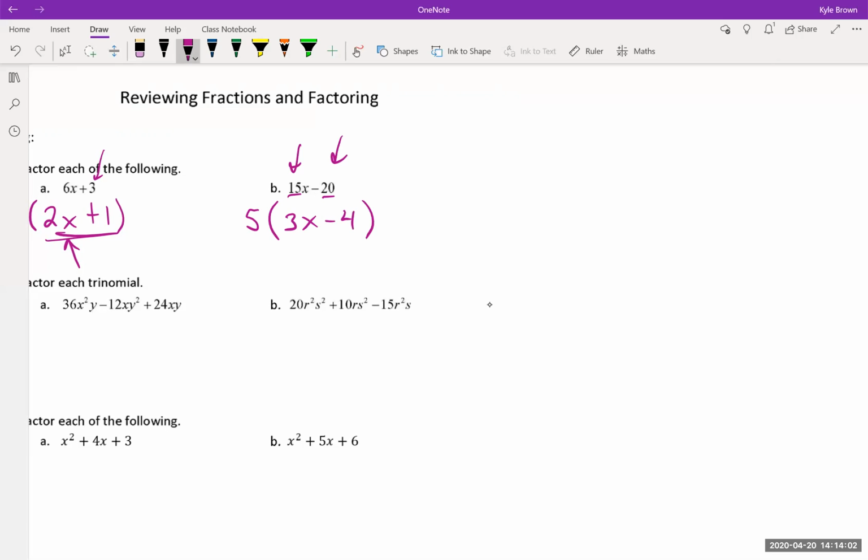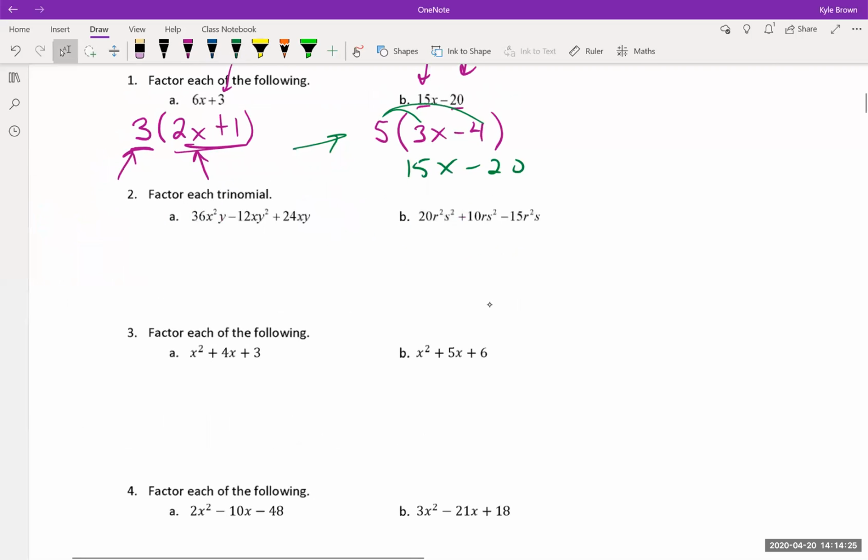So that's it. So that's factored. And just for good measure, I'll show you that we could go the other way too, right? If I had something written like this, you could expand it, right? If you expanded it, then what you'd have there is 5 times 3x is 15x. 5 times negative 4 is negative 20. So factoring is just going the other way from expanding, right?